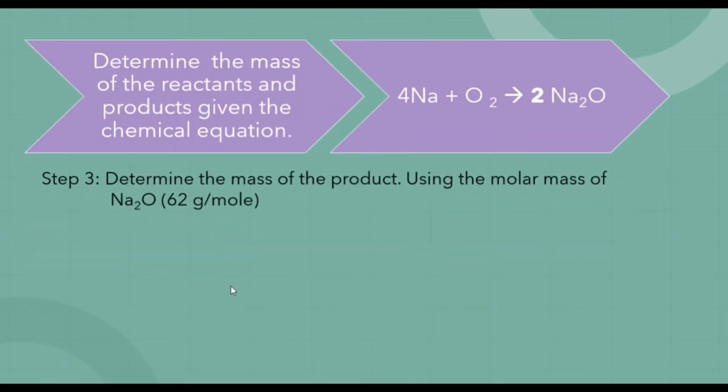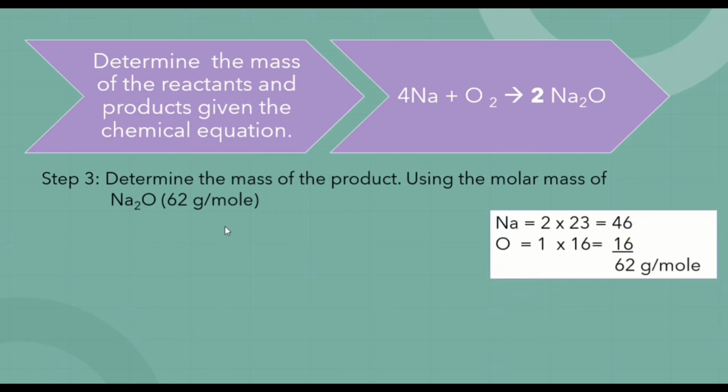Then step 3 is, since we already know the mass of reactant A and reactant B, we will determine now the mass of the product using the molar mass of sodium oxide, 62 grams per mole. So how did we get 62 grams per mole? So this is a recall of determining the molar mass of a compound. So we have sodium oxide. Here we have 2 as a subscript for sodium, so we place 2 here. And then for oxygen, we only have 1.